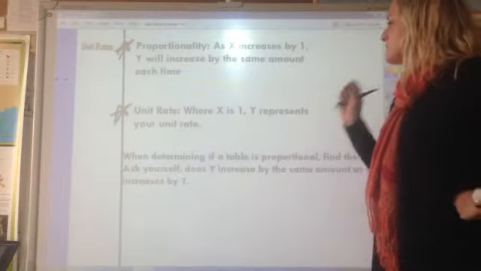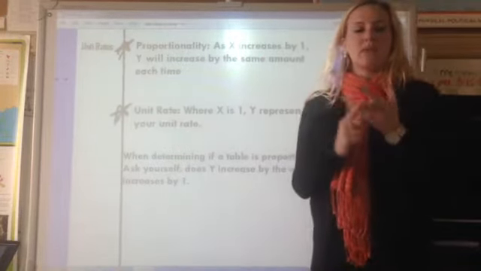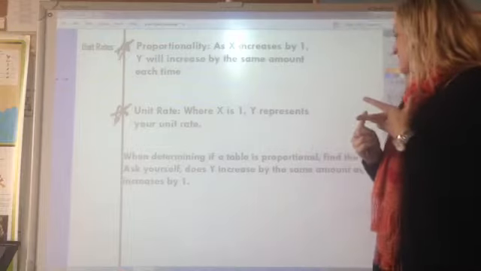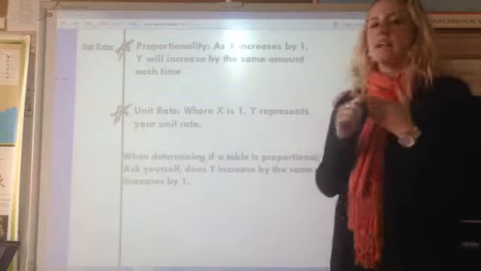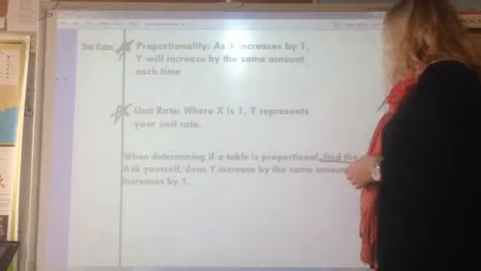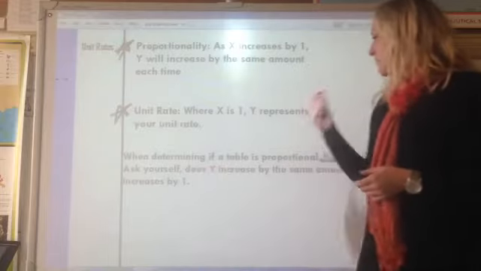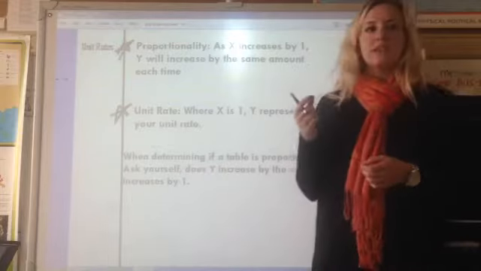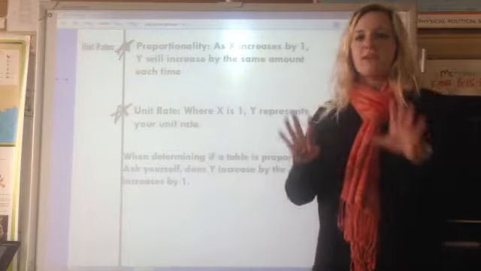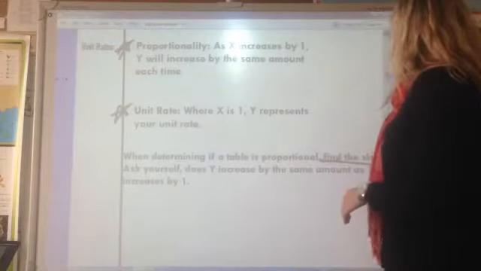Today we're going to look at tables and graphs. When I'm trying to determine if a table is proportional, find the slope. Find the slope, and ask yourself, does y increase by the same amount as x increases by 1? You don't have to write that. That's just good knowledge. Let's do an example.